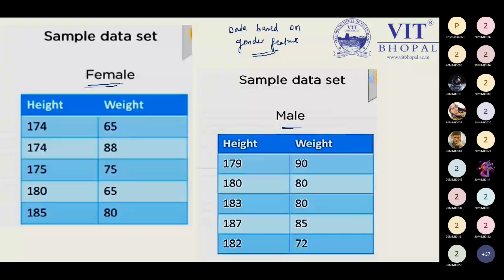Now what I'm doing right now, I'm classifying my data based on the gender feature. So male data and female data I have over here. But I've combined both data, so I have the population. This is known as the population. But here I'm representing the divided or separate data, that is the sample data.